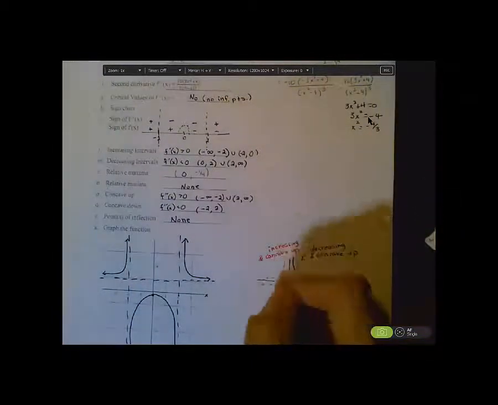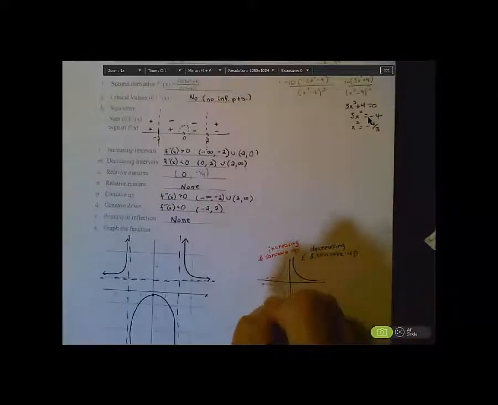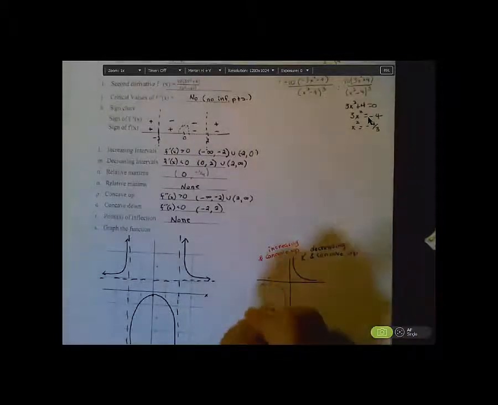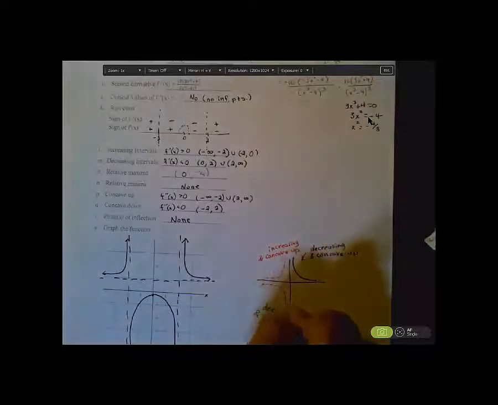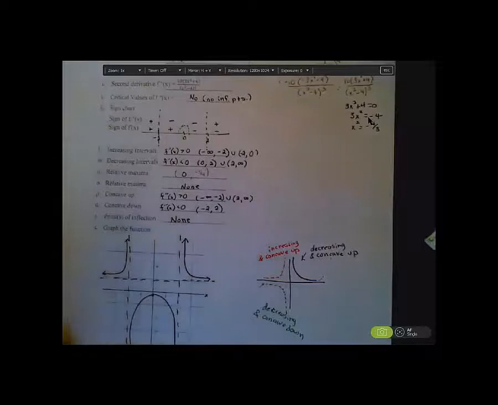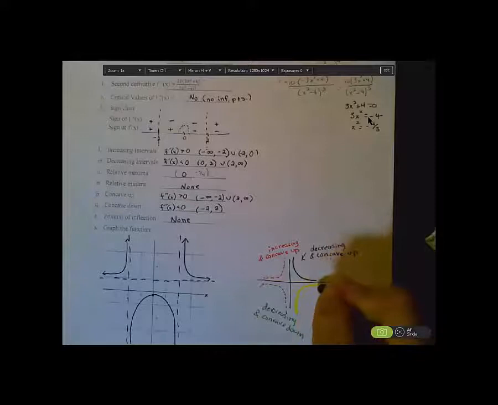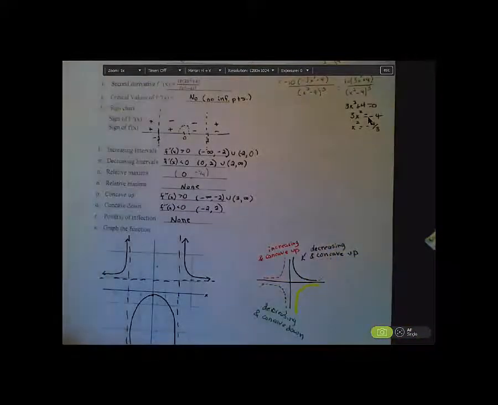This piece of the graph is decreasing because you look at it left to right and it's concave down. The only other thing I have is a highlighter. This graph is increasing, but once again concave down.